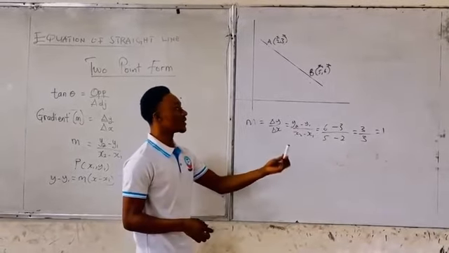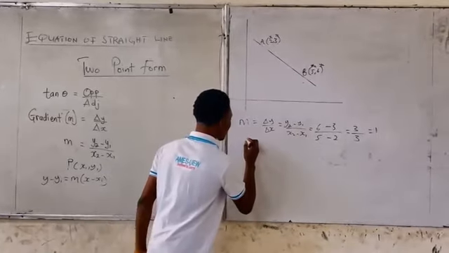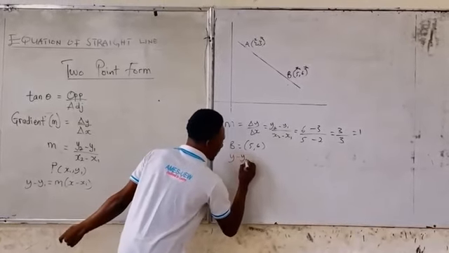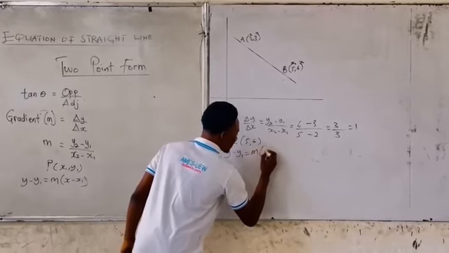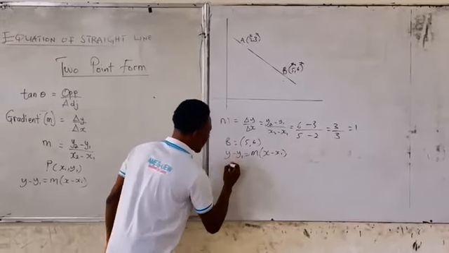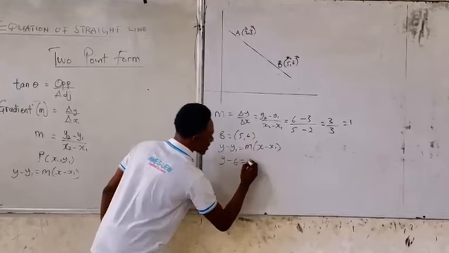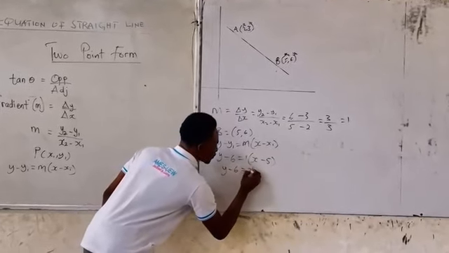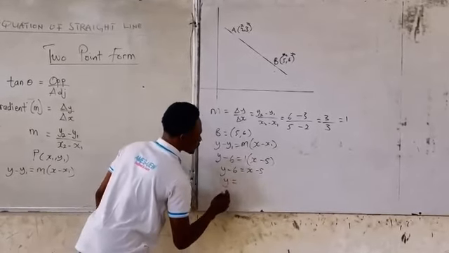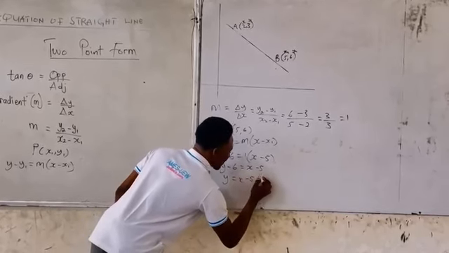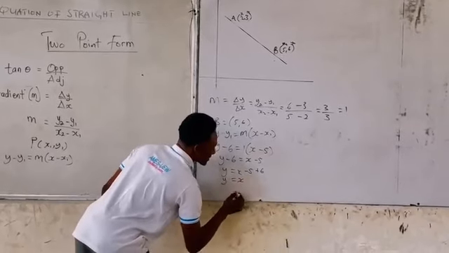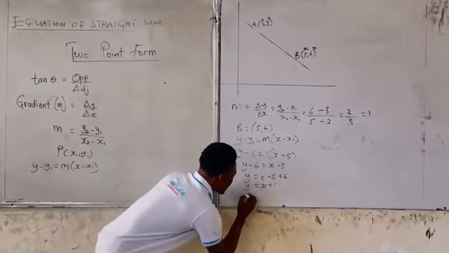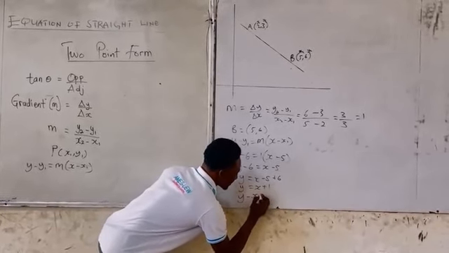Now that we have our gradient to be 1, we take any point. So let's take point B, which is 5 and then 6. So remember, our equation here is y minus y1 equal to m, which is the gradient, multiplying x minus x1. So here y minus 6 is equal to our gradient, which is 1, times x minus x1, which is 5. So y minus 6 is equal to x minus 5. Y is equal to x minus 5 plus 6. So y is equal to x plus 1. So this is our equation of this line. We can also say that this is equal to y minus x minus 1 is equal to 0.